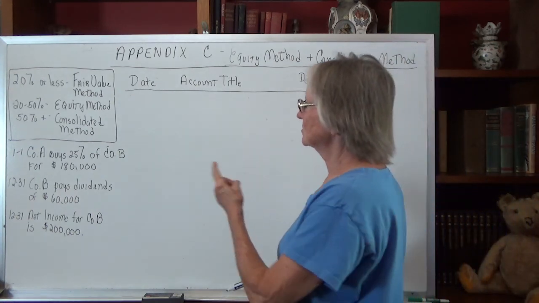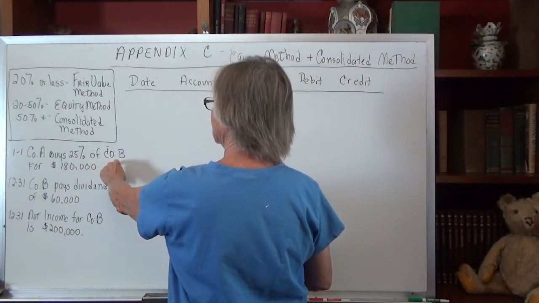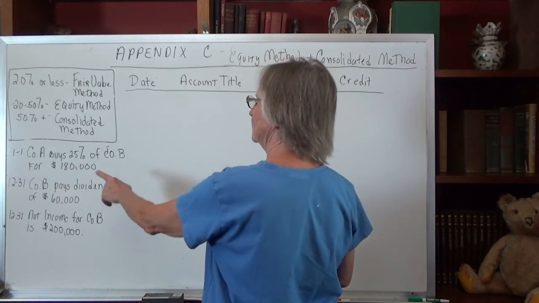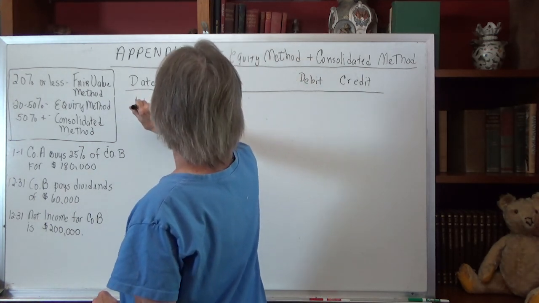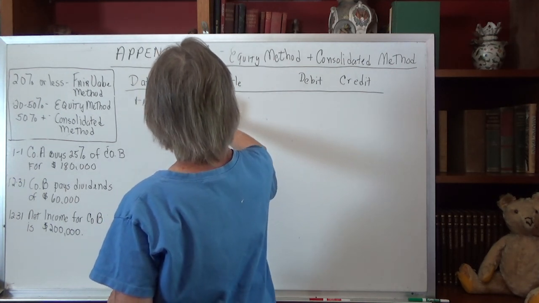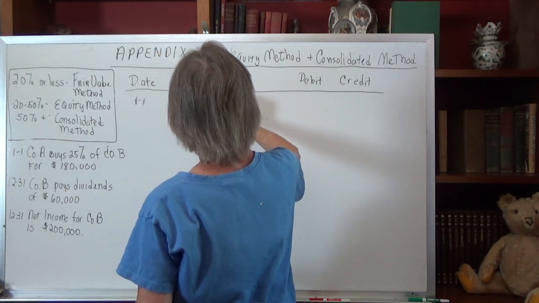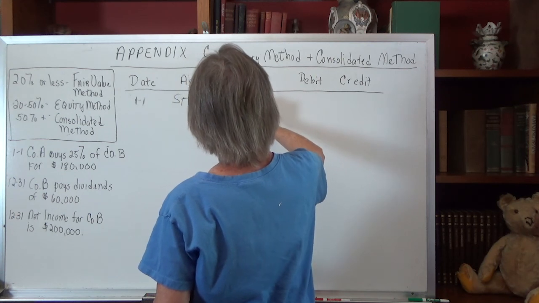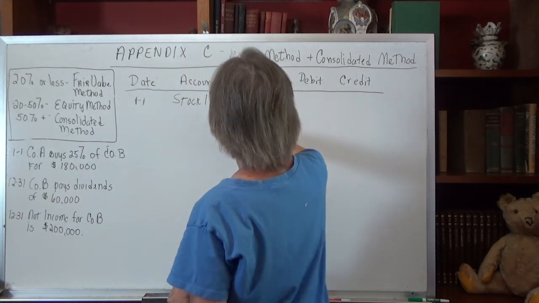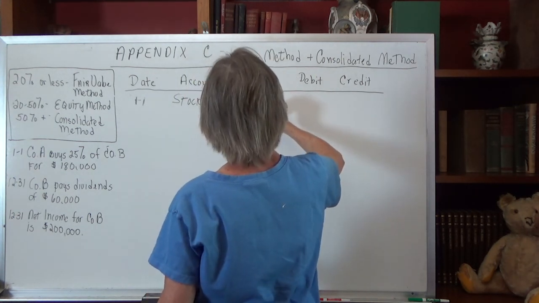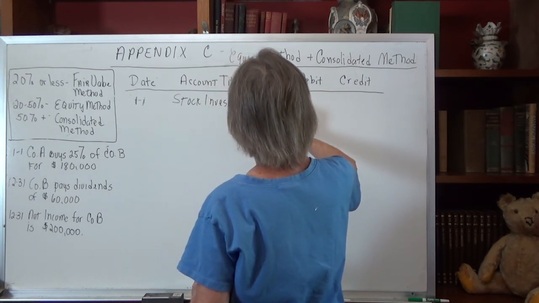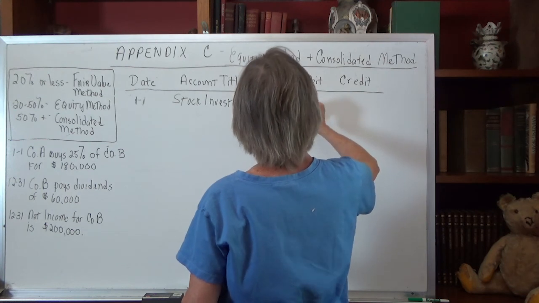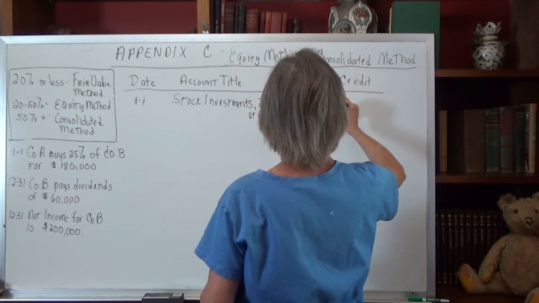First of all, say Company A buys 25% of Company B stock for $180,000. So we would go stock investments, and usually if it's the equity method, you would put, say, 25% at equity, just so you know you're using that method. And we paid $180,000.